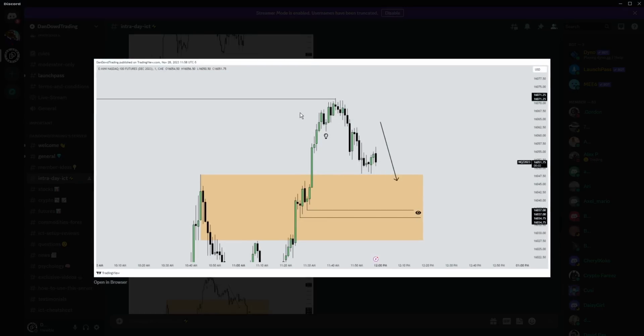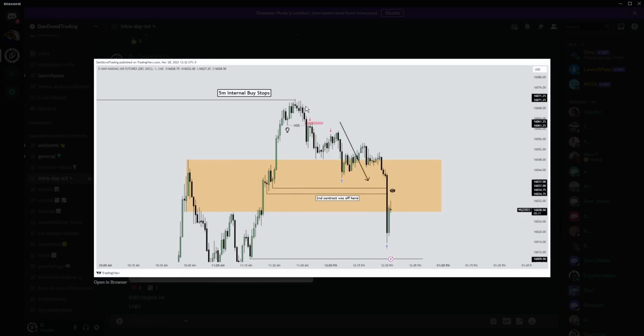So I was looking for lower prices based off of the same lower time frame model that we just talked about. Price created a market structure shift, fair value gap. Price was likely to aim for that liquidity lower, and those are some trades that I did take in the AM session based off of that logic.